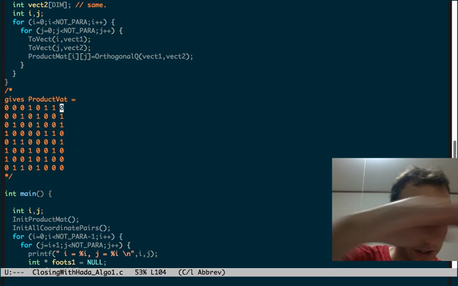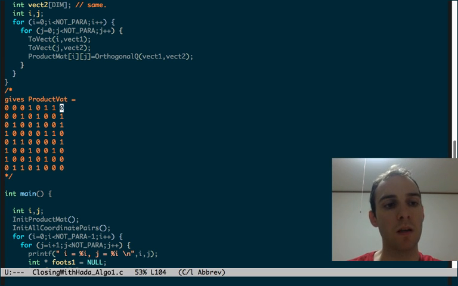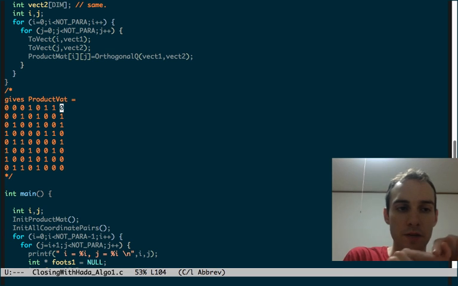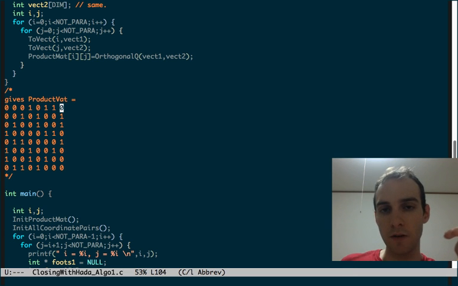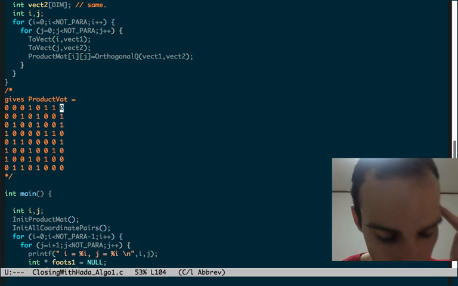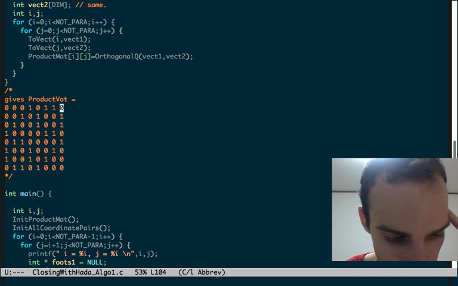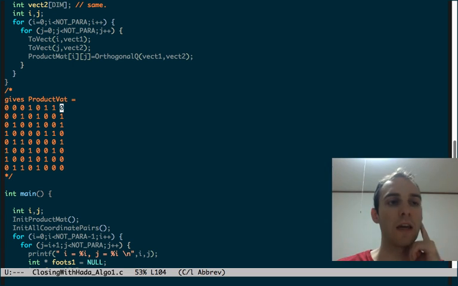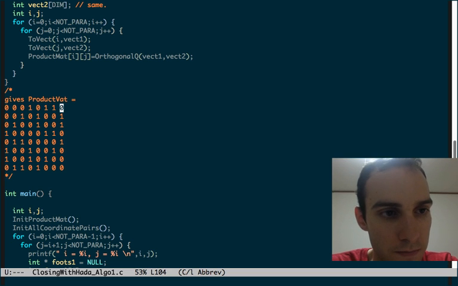All the information is in this matrix, but you can think of this matrix as being embedded in a bigger matrix, which is 16 by 16, and then contains all vectors instead of all pairs of vectors which are parallel.